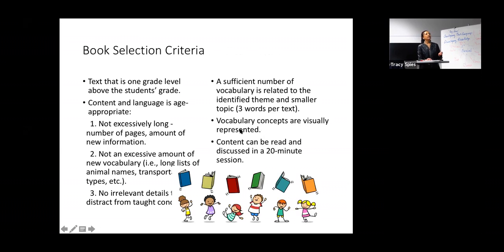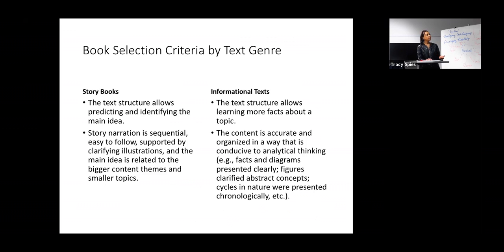What I want are concepts that are visually represented, content that can be read and discussed in 20 minutes, and a sufficient number of words that are tied to the theme. Pre-K, kindergarten, 3 words that are tied to a theme. For storybooks, I look for structure because we're going to talk about a story problem and we're going to talk about characters. I look for stories that are sequential. You'll be surprised. Some books are not sequential. And for young learners, it's really hard to figure out the sequence of something.